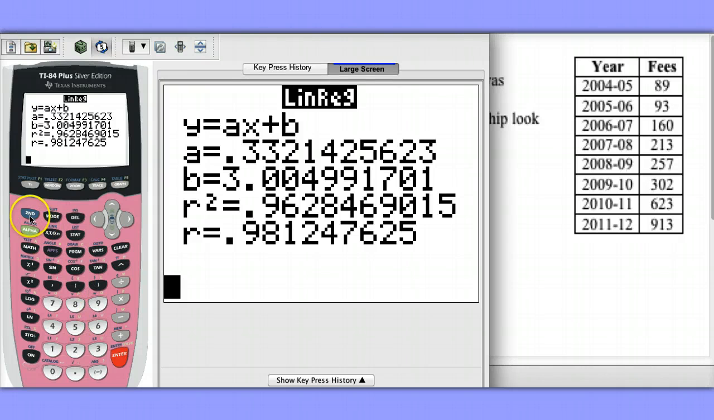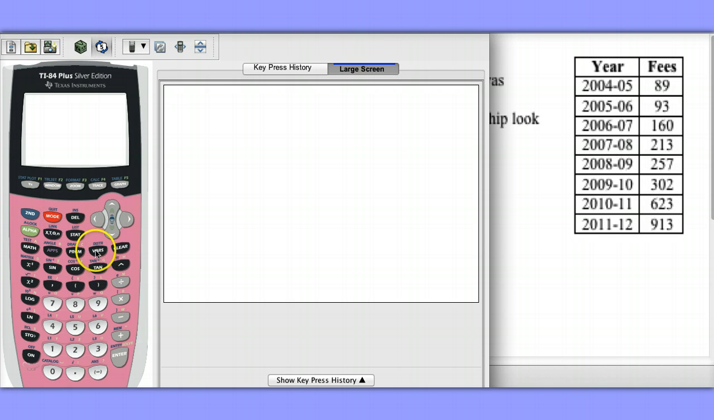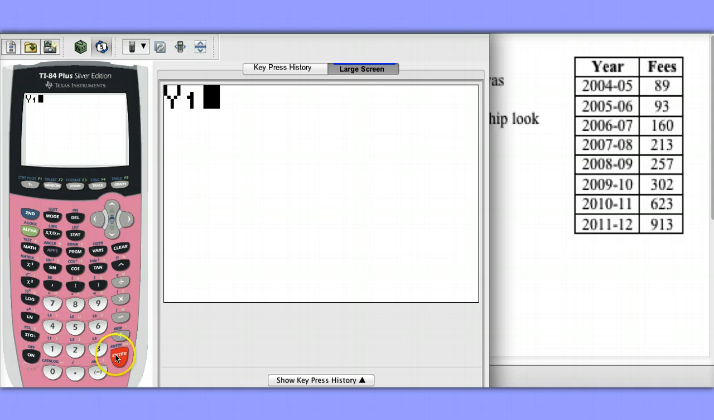Let's take a look at what it might be for the 2012-2013 school year. I'm going to go to second table, and actually here's what I'll do. I stored the equation in Y1. Let's do vars, y vars, and I want to evaluate this for the 2012-2013 school year, so I'm going to do 2012.